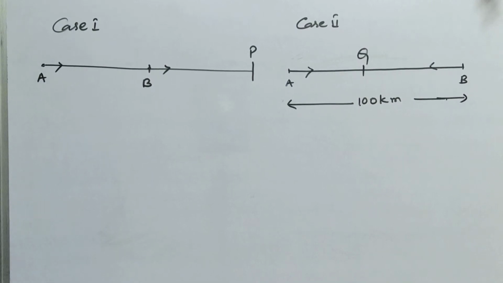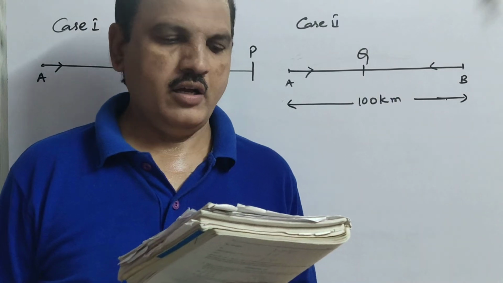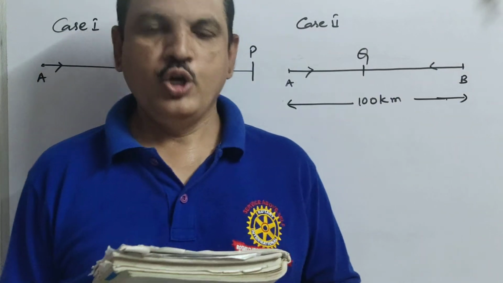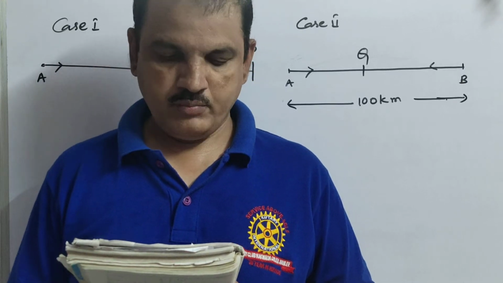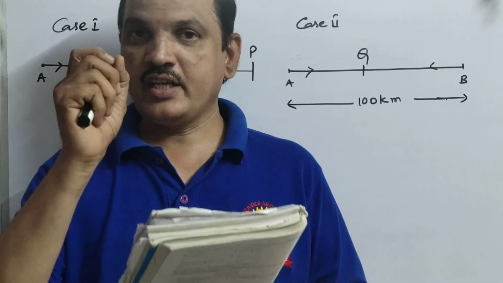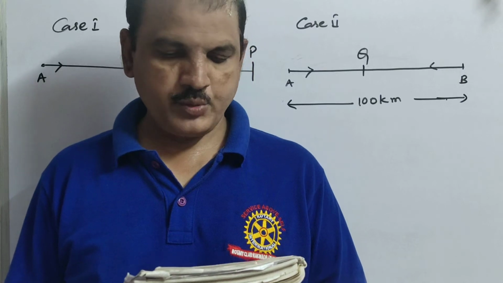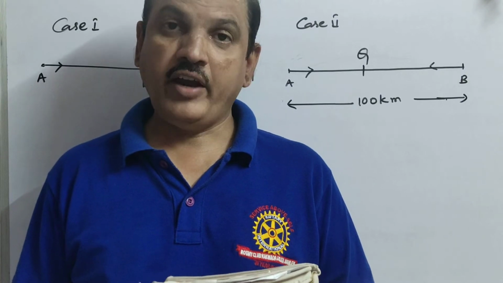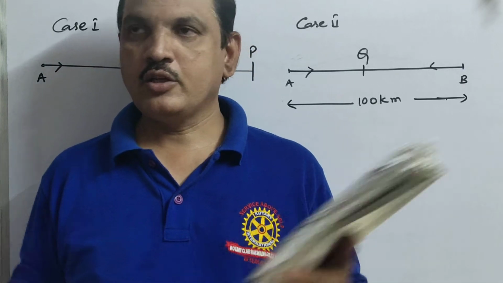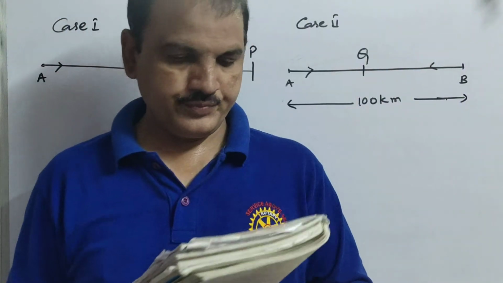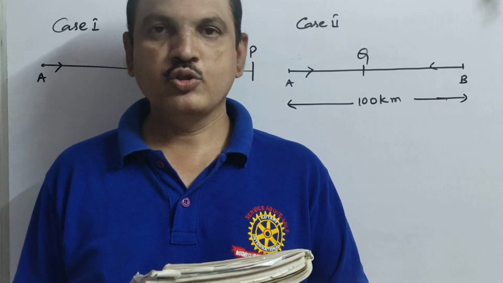Okay children, see here. Fourth question. Places A and B are 100 kilometers apart on a highway. One car starts from A and another car starts from B at the same time. So this is condition 1. If the cars travel in the same direction at different speeds, they meet in 5 hours. So time is given, 5 hours. If they travel towards each other, in opposite directions, they meet in 1 hour. What are the speeds of the two cars?